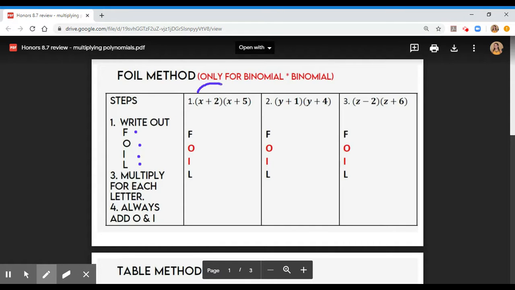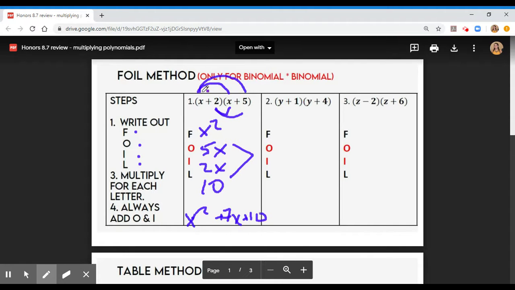Here, if I look at the first terms, that's x times x. We're going to get x squared. My outer terms is x times 5. I'd get 5x. My inner terms, 2 times x would be 2x. And my last terms, 2 times 5 would be 10. And then this note here, multiply for each letter, always add O and I. It tends to work out that we're going to be combining like terms there. So the result of multiplying those binomials is going to give us the trinomial x squared plus 7x plus 10.